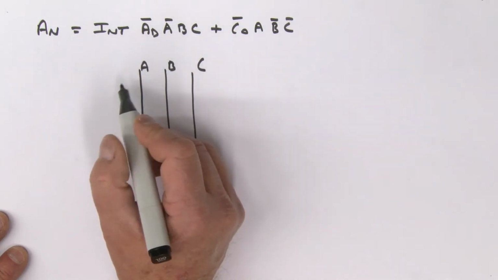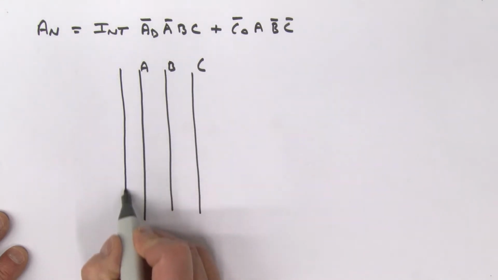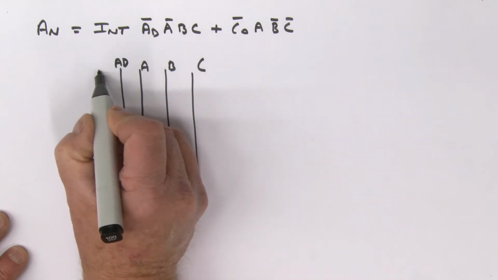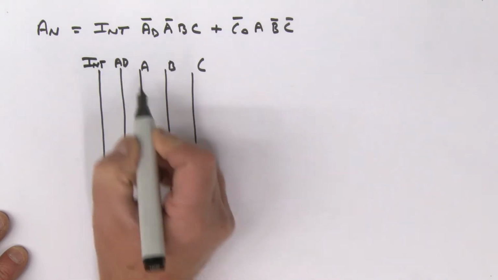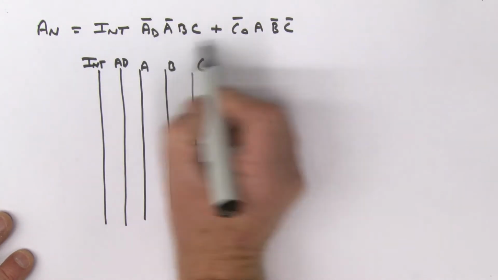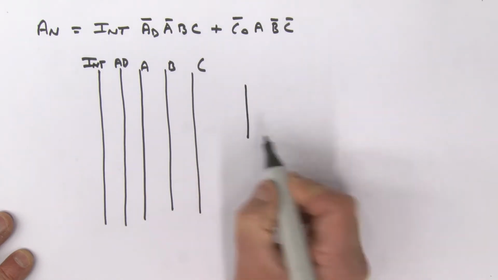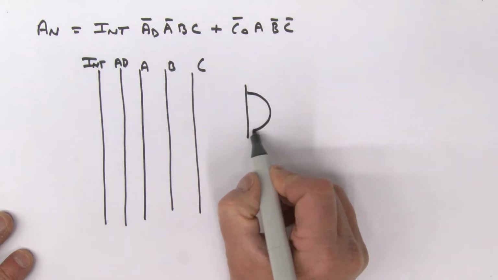What else do we need here? Oh yes, of course, I need the arm disarm as an input, so I'll show that here, AD, and of course I've also got my intrusion as an input like so. All right, so let's do this. It's 2 product terms, so we've got 2 gates to worry about here. So I'm going to show this by way of an AND gate. So this is my first AND gate that's sitting here like this.